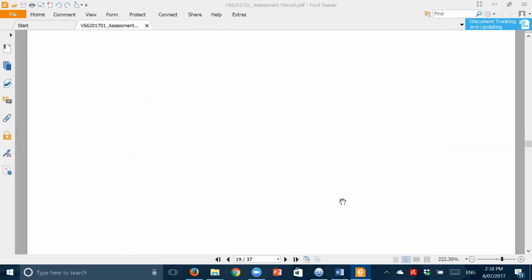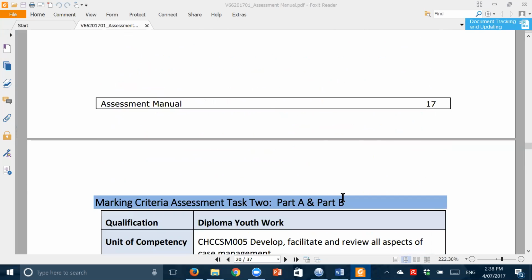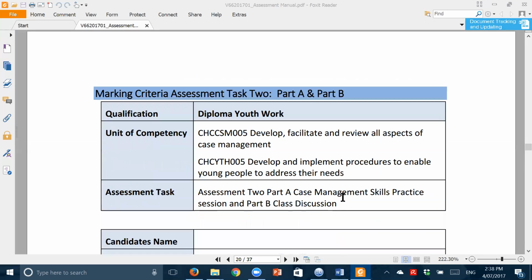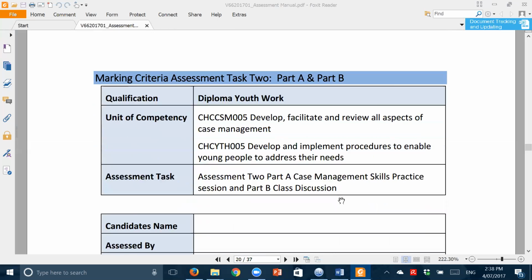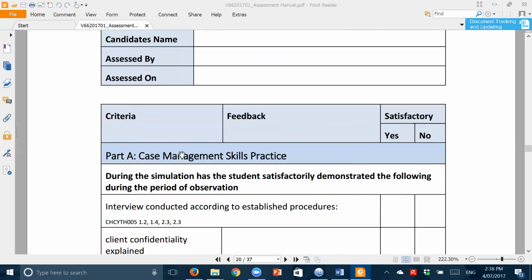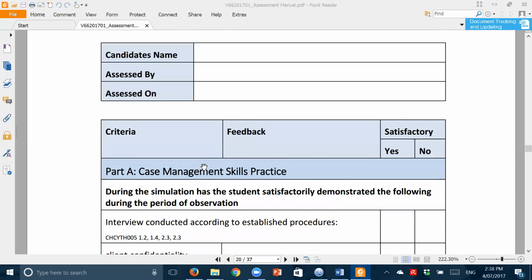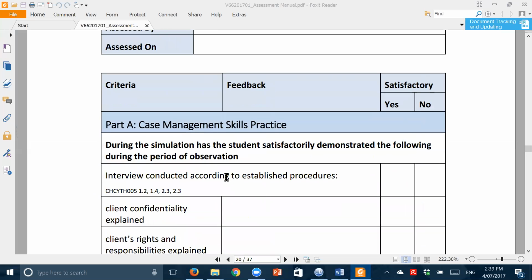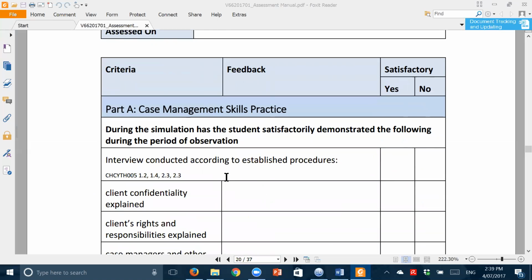So we're going to go back through this a little bit now. Actually, let's have a look at the marking criteria, so you understand what you're going to need to show here. During the simulation, the student satisfactorily demonstrates the following. In your simulation, you have to use established procedures, which means the 5 C's: explain your role, explain client confidentiality, make sure the client is comfortable, make sure the client has any needs that they want.